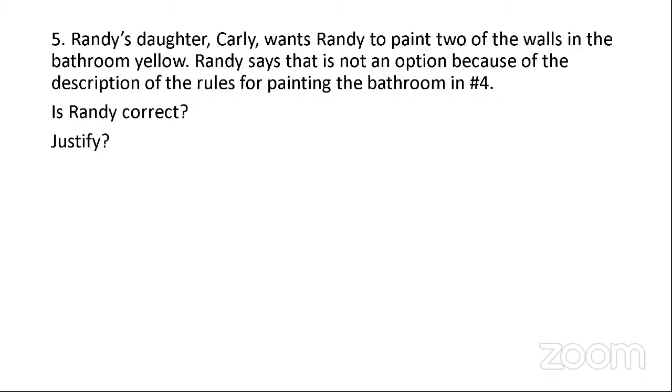So I want persons to write a sentence to say why you agree or why you disagree. You're going to start the sentence, I agree with Randy because, or I disagree with Randy because. So you're justifying your answer. Right, I see where you're saying you agree or disagree with Randy, but you need to justify. So you're going to say you agree because, or you disagree with Randy because.